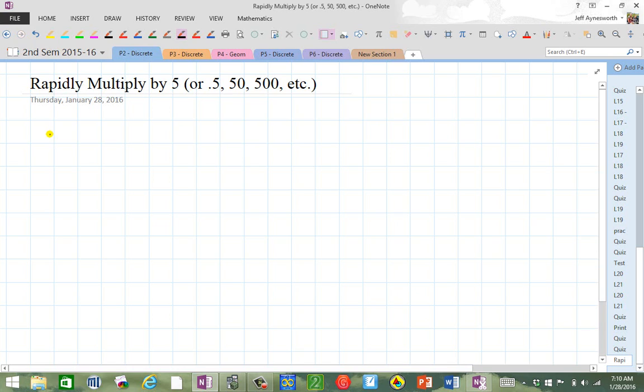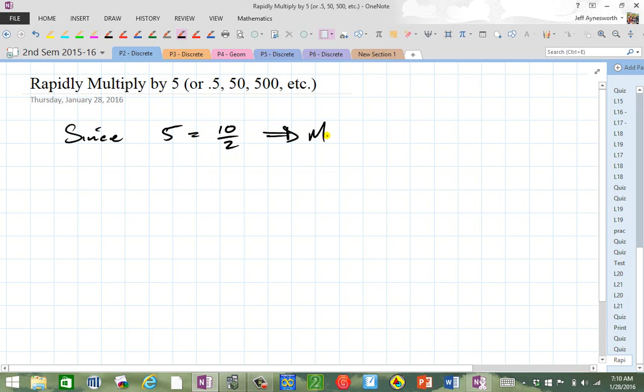Now, the very first thing we ought to know is this. Actually, before I get to my examples, 5, guys, is equal to 10 divided by 2. Haha, 10 divided by 2 is 5. So here's our method: we want to first divide by 2 and then multiply by 10, or vice versa.